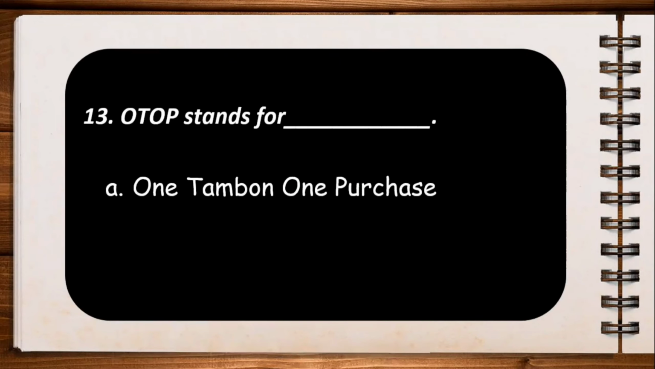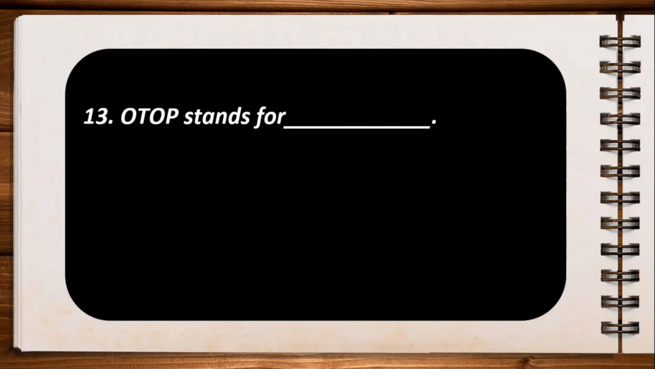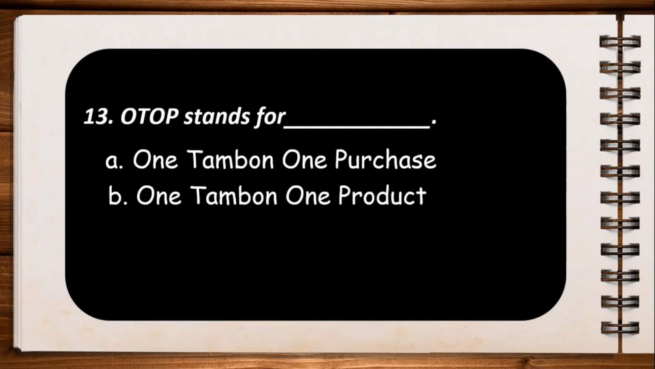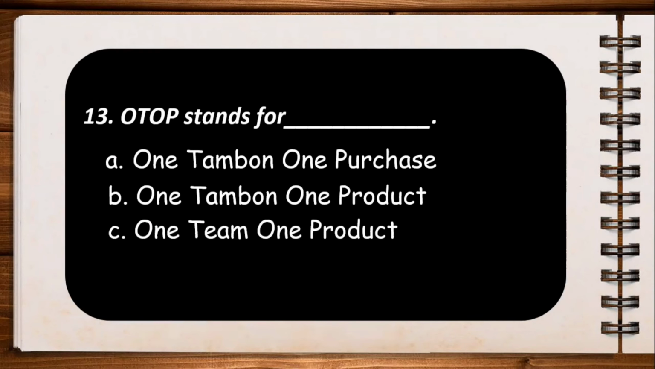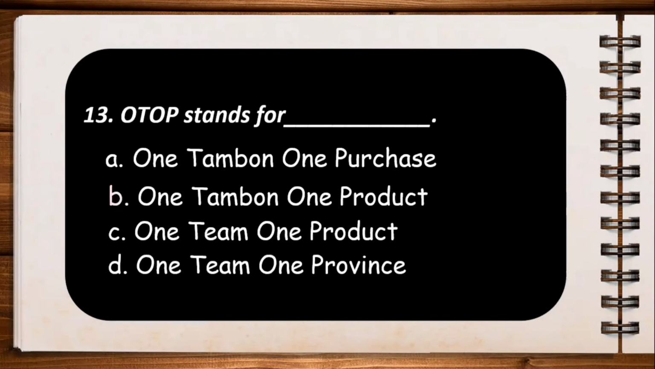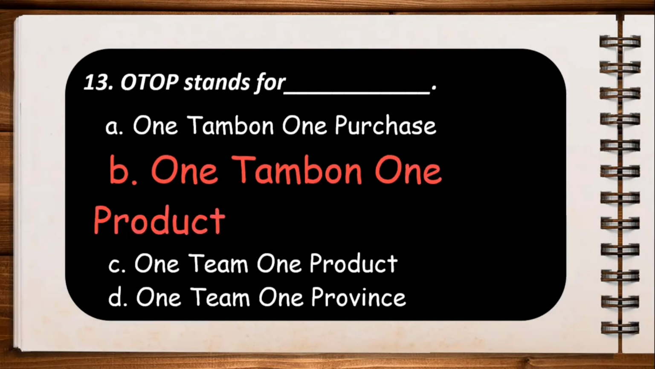Number 13. OTOP stands for blank. A, one tambon, one purchase. B, one tambon, one product. C, one team, one product. Or D, one team, one province. Okay, very good. The answer is one tambon, one product.